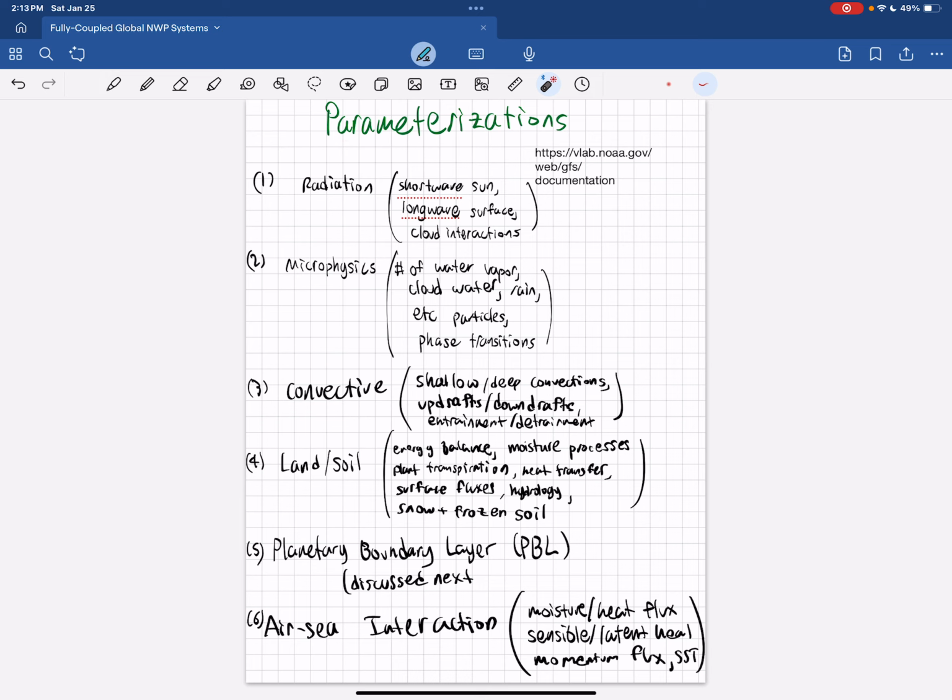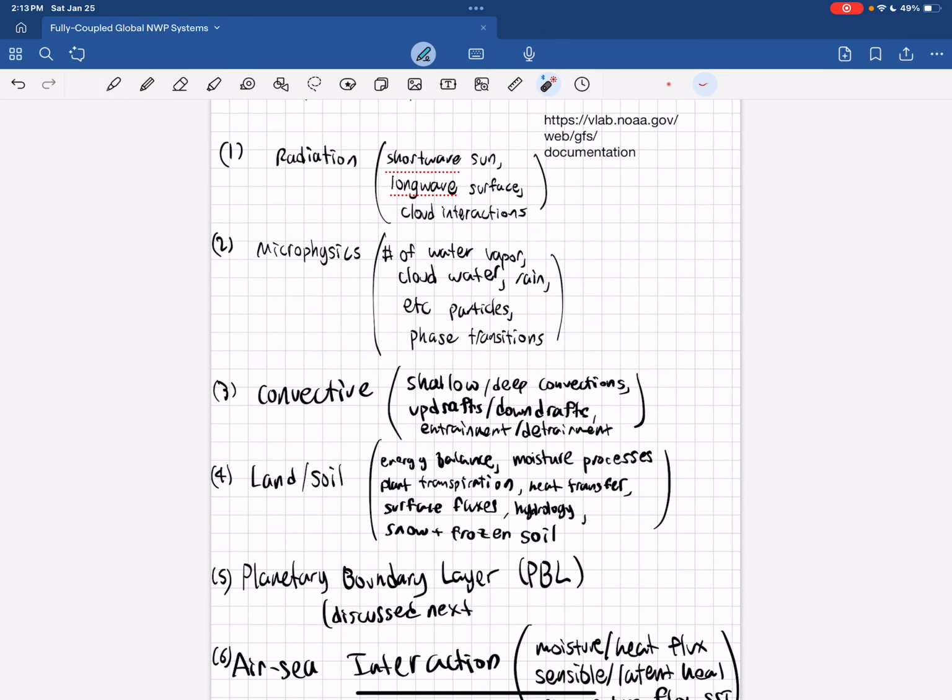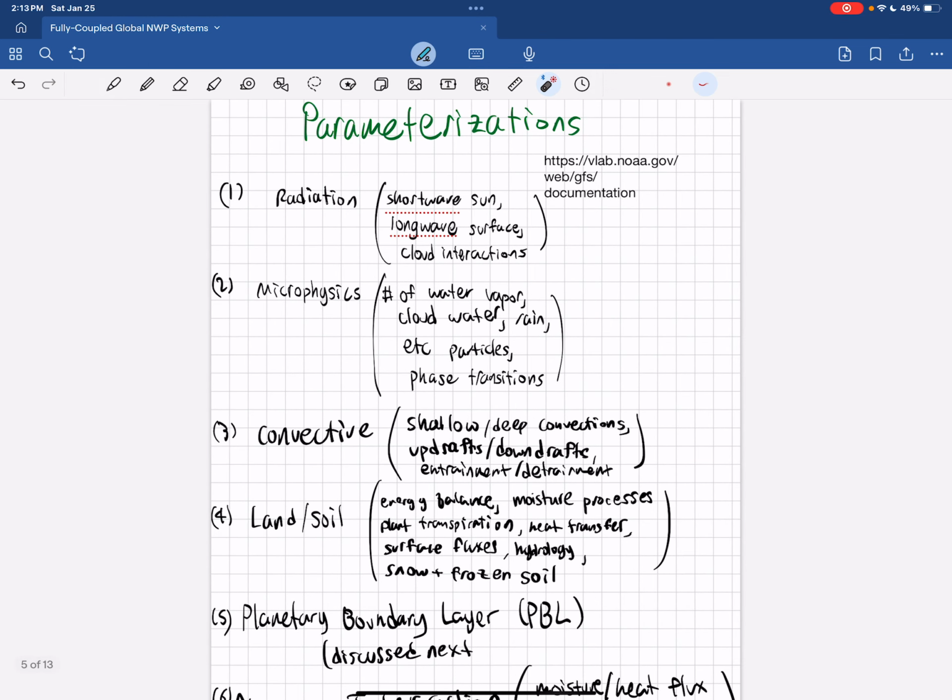So next, here's some parameterization types. These are the main ones. I'm pretty sure this is not comprehensive, but I might be wrong. But one is radiation. So these atmospheric models don't have really anything to do with these radiation models, but you need them because the heating has a certain effect on the atmosphere, a very important effect. So we have radiation and in that there's things like shortwave and longwave radiation and also cloud interactions.